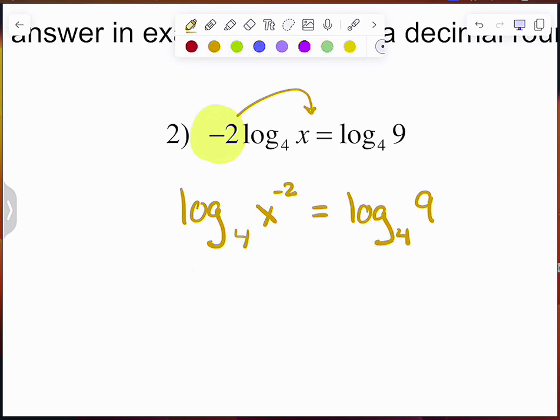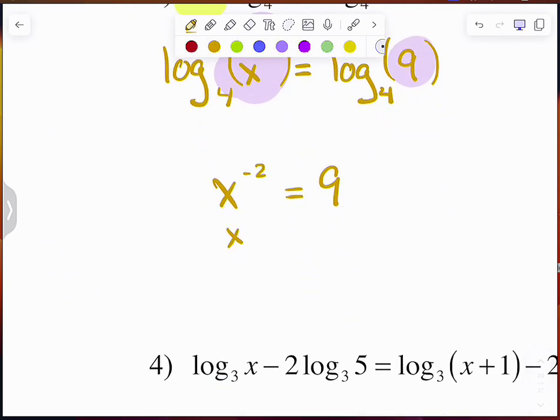Pausing for questions, but I'm not done. Questions? Once I see that I have log base 4, I get to know that the insides, the middles, are the same. So x to the negative 2 equals 9.